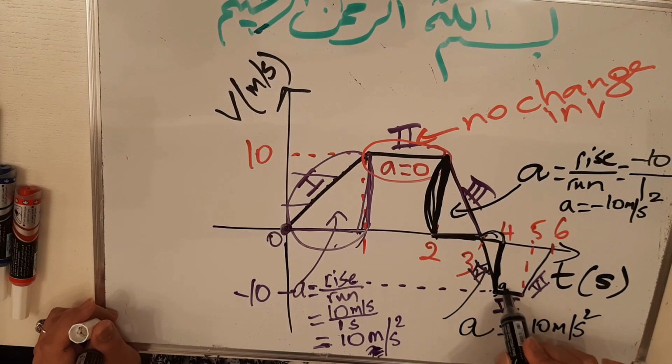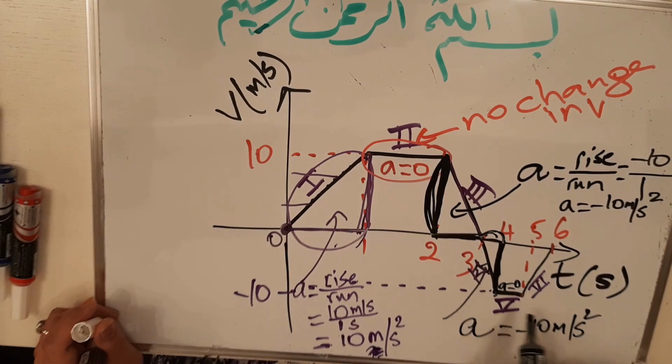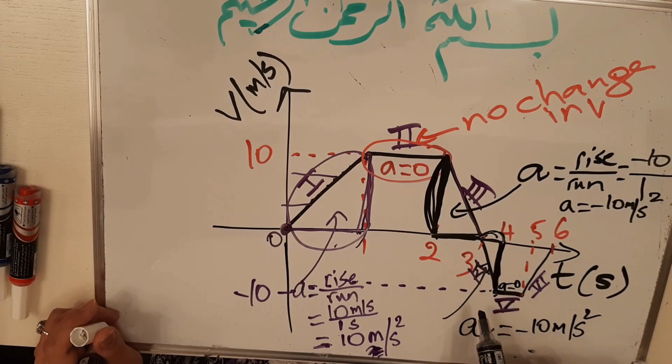Phase 4, the acceleration is 0, and I hope you know why. The velocity is not changing. It's a horizontal line, a flat line, no steepness whatsoever.